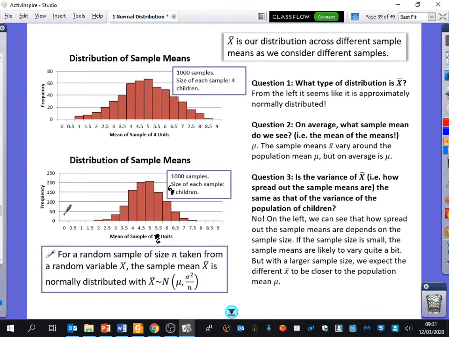If the sample size becomes slightly larger, we expect the different X bar to be closer to the population mean of mu. So we expect the means to be closer to the center. In other words, we expect the variance to be smaller. Okay? So we want the variance and standard deviation to be smaller.